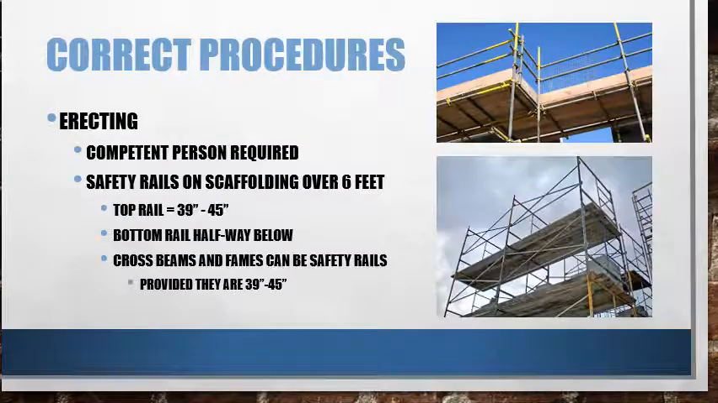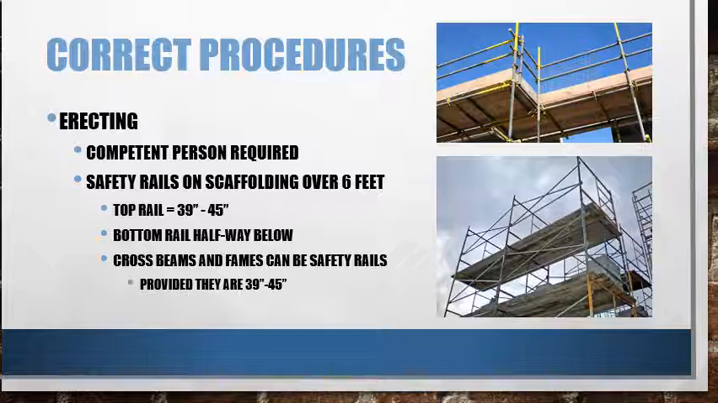Proper erecting techniques requires a competent person to assemble safety equipment and fall protection. When you're assembling scaffolding, for instance, safety rails are required whenever scaffolding goes over 6 feet. The top rail has to be between 39 and 45 inches. The way to think about that is 3 feet is not high enough.